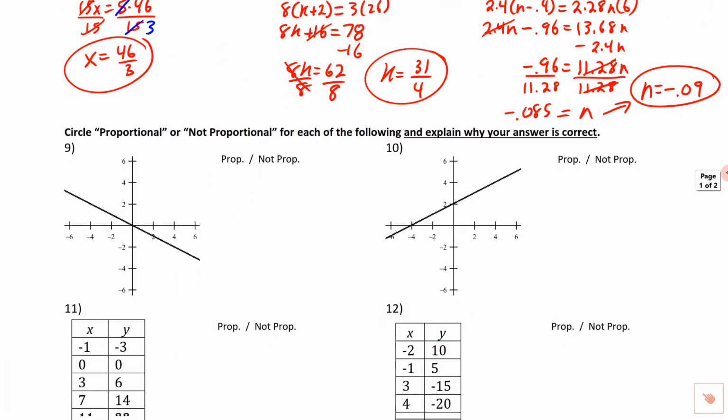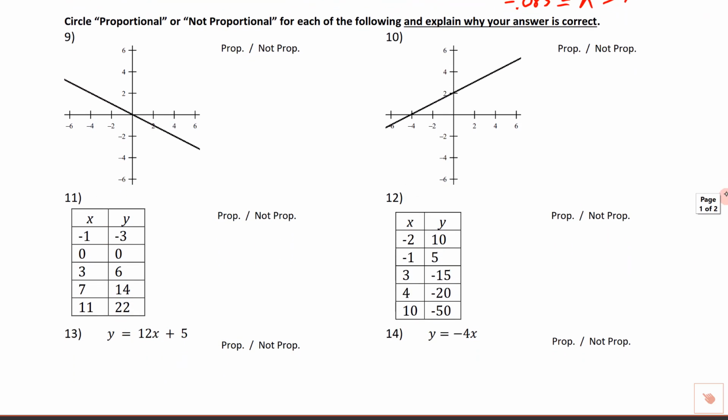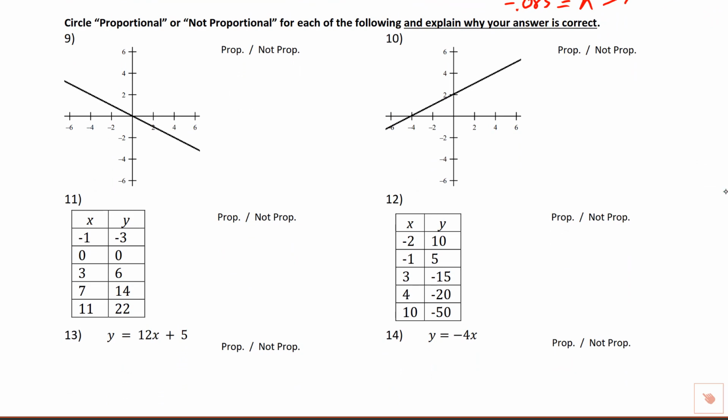And the instructions on this one say circle proportional or not proportional for each of the following and explain why your answer is correct. So let's take a look at number 9 right here. So we went over a couple of things in class. If we're looking at a graph, it's pretty easy to tell. It's got to be a straight line, which both of these are, but it's also got to go through the origin. It's got to go through 0, 0. So this one is a straight line, and it goes through 0, 0. So this one is proportional.